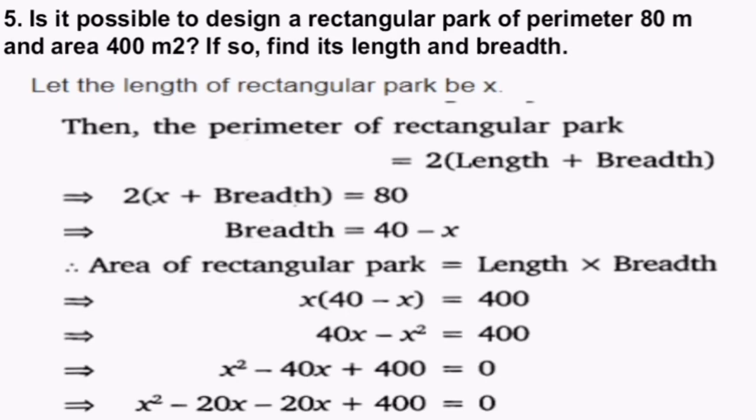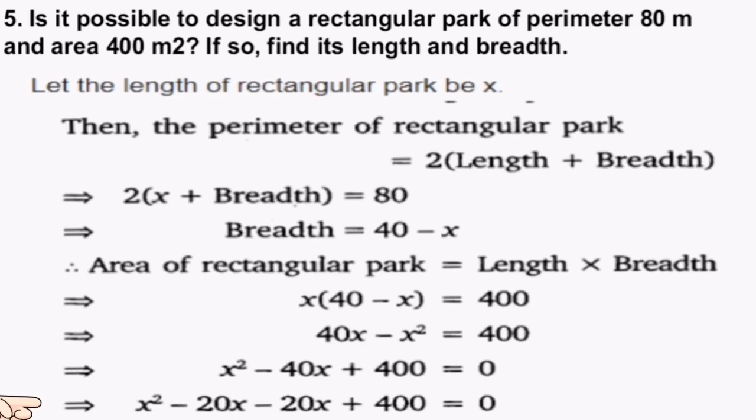And again, in this question, it is first asked whether it is possible to design a rectangular park with the perimeter and the area given. So, let the length of the rectangular park be x. And with this length, when applied to the perimeter, you will get the value for breadth. And with this, when put as the area of the rectangle, you could get a quadratic equation.